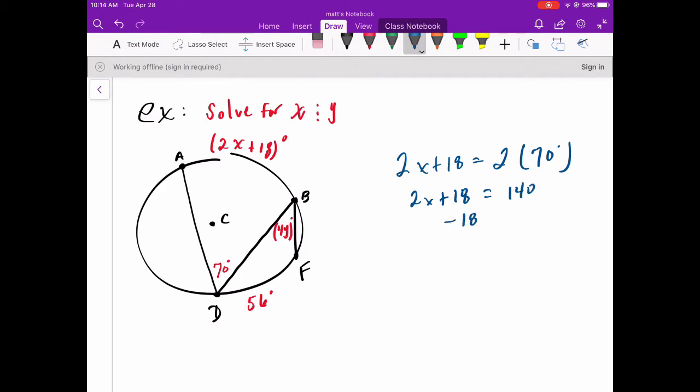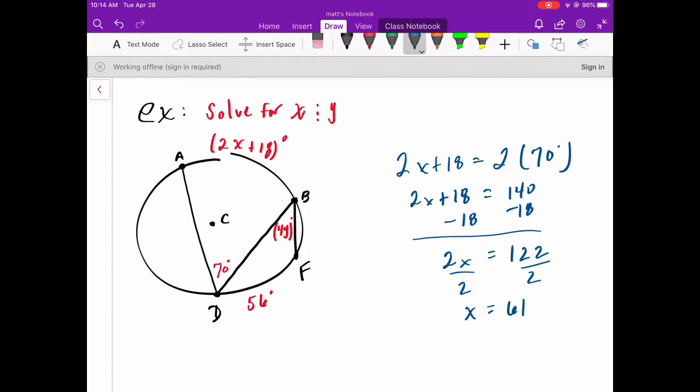Subtract 18 from both sides. 2x is equal to 122. Divide both sides by 2. x is equal to 61. So x is 61.